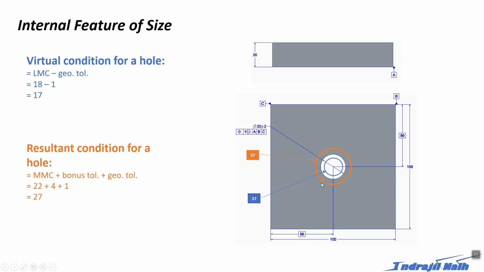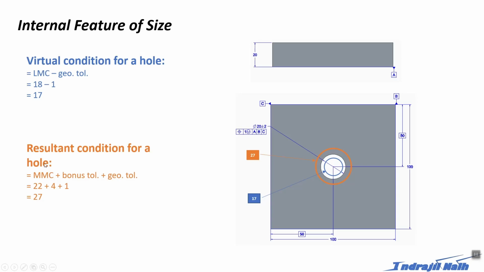Here, the blue circle inside is your virtual condition for a hole. Whatever hole you produce, if it follows the rule of this dimension and geometric tolerance, it will never cross this blue region. I'll tell you how in the next slide.